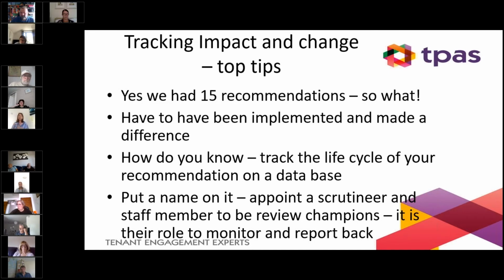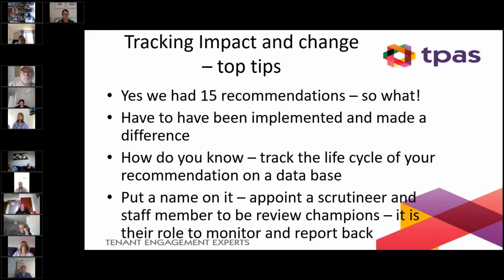So some organisations have a log. They'll log their recommendations, and then they say to somebody on their panel, right, tell you what, Barbara, you're in charge, you can champion this particular review, you can be the review champion. We want you to keep an eye on this on the database for us. We want you to work with a member of staff to find out where those recommendations have got to, and you report back to us. So if you put a name on it and appoint a scrutineer, and also a staff member, to be that review's champions, it will be their role to monitor it and report back.